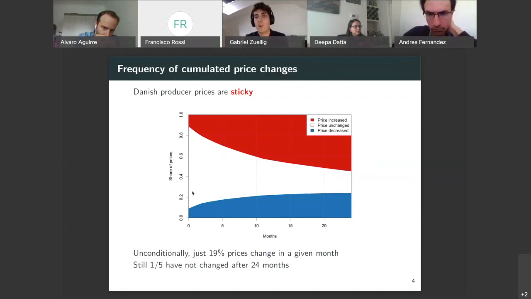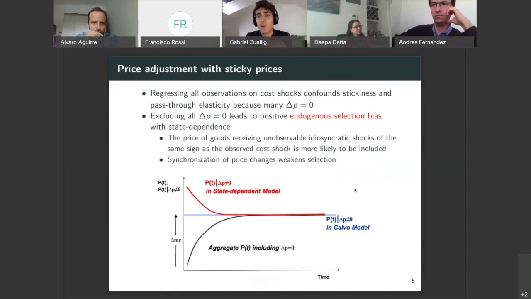Now, as we move on in time, we can see that the white area, the inaction, decreases, but it's still very large. Even 2 years after observing the price for the first time, we still have a 20% chance that the price is unchanged. So there's a lot of stickiness in the data, which means that we need to account for this when estimating the pass-through. Now, why is this problematic? If we estimate the pass-through equation I showed you 2 slides ago, and we keep all the 0 price changes on the left-hand side in the regression, but we have changes of marginal cost on the right-hand side, we're going to confound some of the stickiness in the data with the actual structural pass-through elasticity. And we're going to, in fact, underestimate the pass-through coefficient.